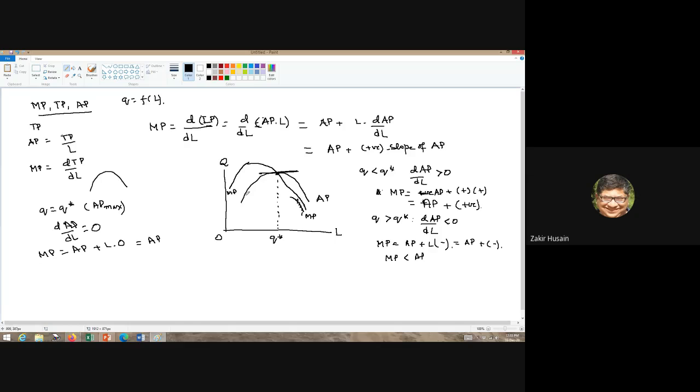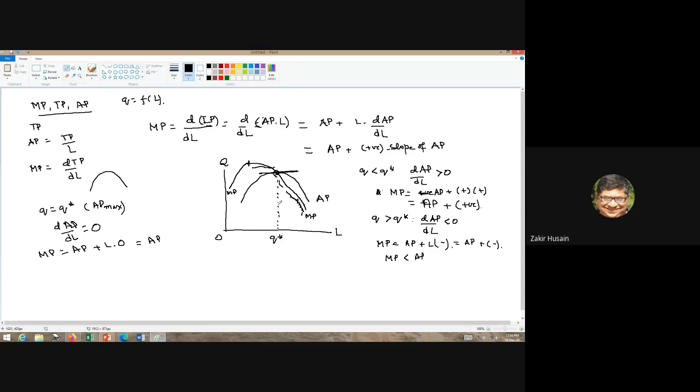So tell me one thing, if AP is rising, which is greater, AP or MP? MP. If MP is rising, which is greater? MP. If MP is falling, initially MP is greater, but then AP becomes greater. MP is falling from this range. So we cannot say in this part MP is greater; here MP is equal. Don't forget this point. And here MP is lower.